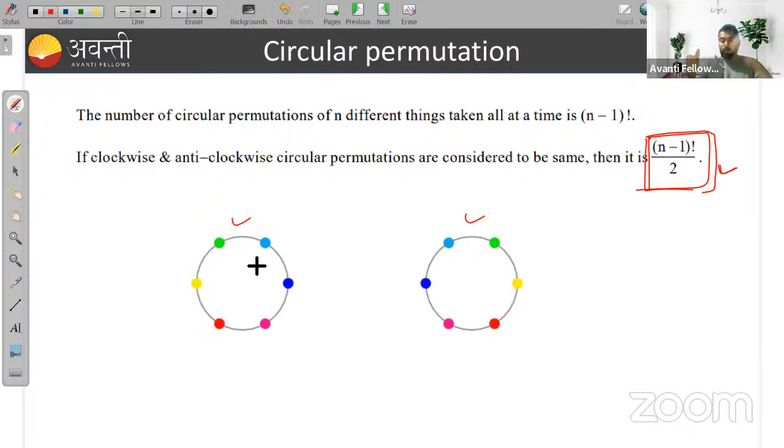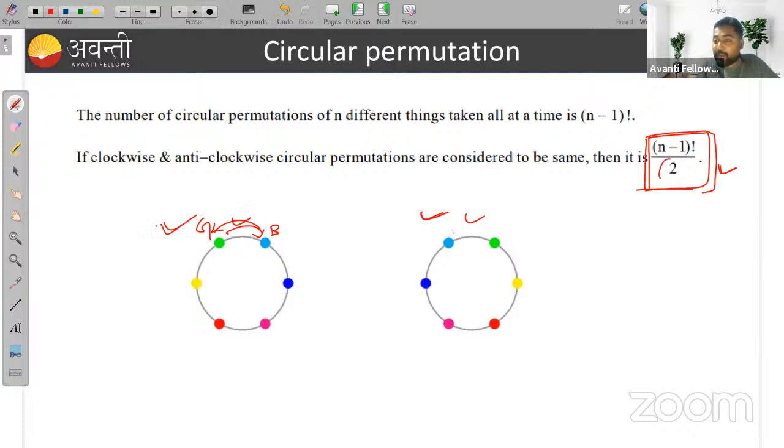Suppose you take a garland, and here you have a blue ball and here you have a green ball. Just rotate it 360 degrees. This blue ball will come to this place and the green ball will come to this place. But these two situations are the same.